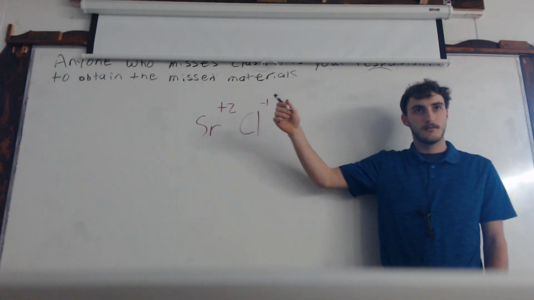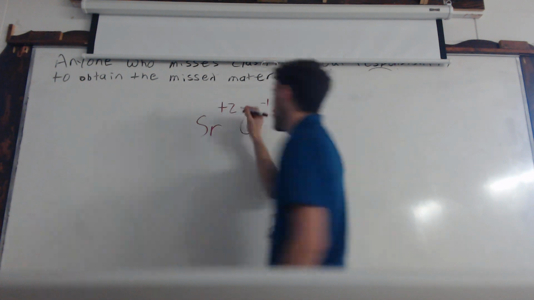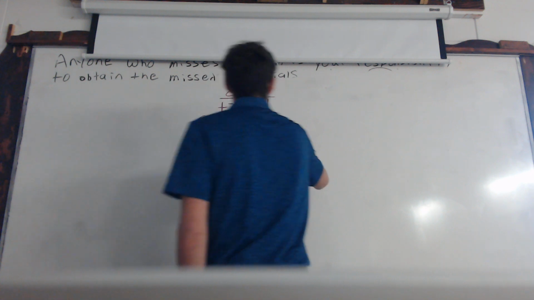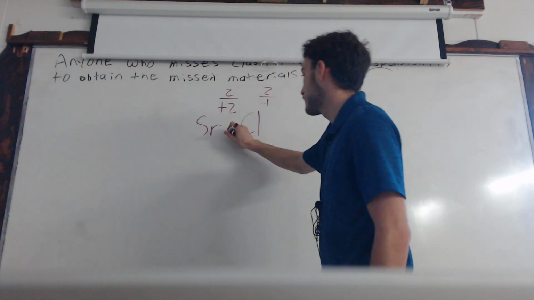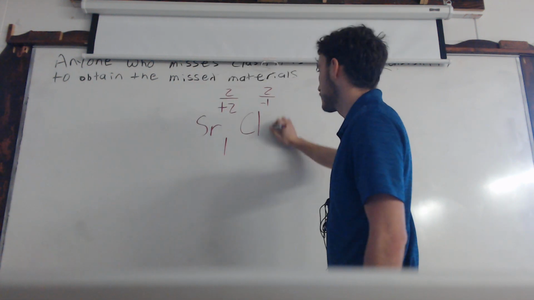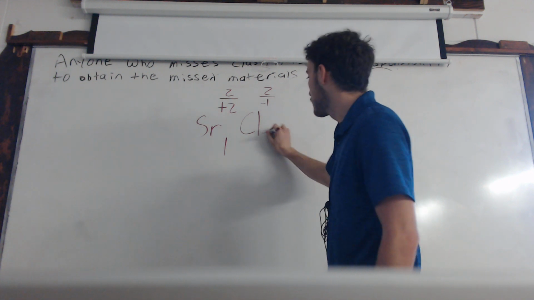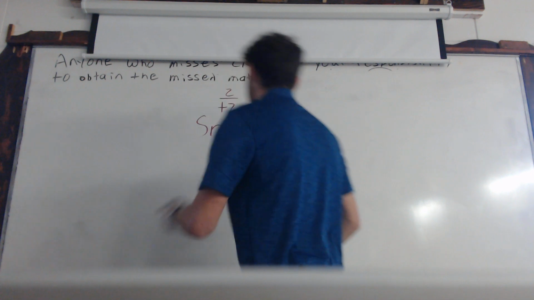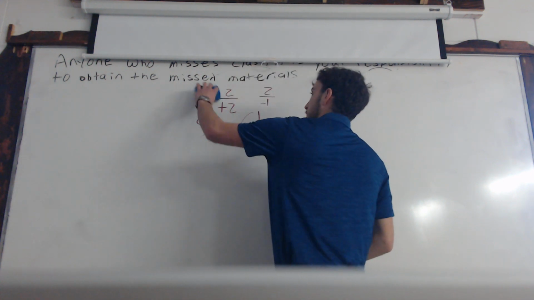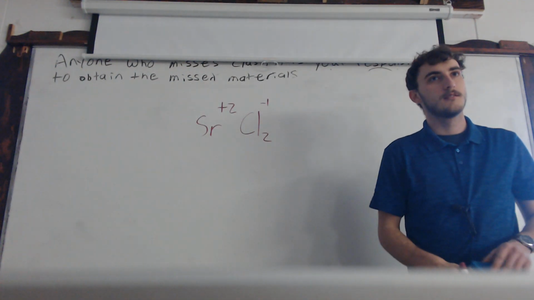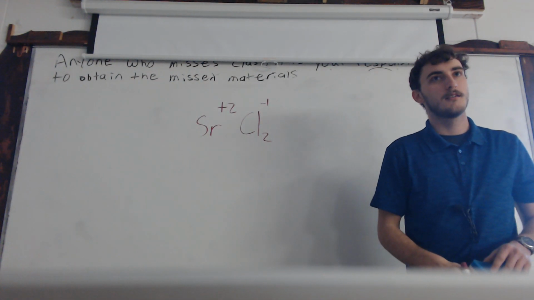What do we do? Divide by 2. Or, well, least common multiple it. 2 divided by 2. 2 divided by 1. 2. Get rid of that 1. We don't need it. We already know it's there. Is that right? Okay, good.